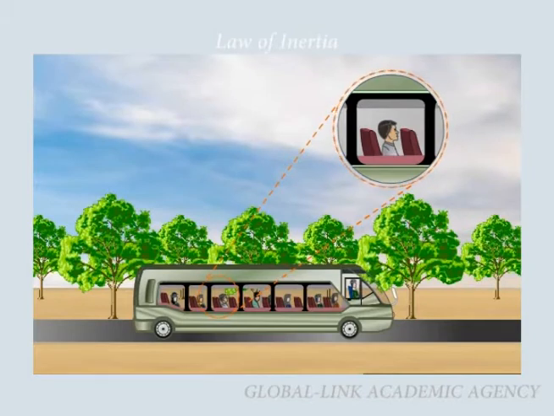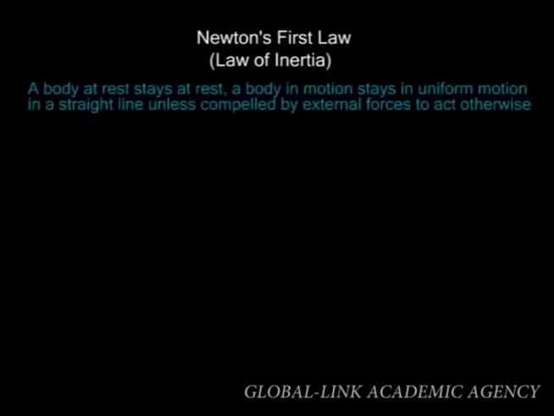Newton's first law of motion is also called the law of inertia and states that a body at rest stays at rest. A body in motion stays in uniform motion in a straight line unless compelled by external forces to act otherwise. It is quite obvious that stationary objects do not move on their own, but it's hard to think that a moving body will stay in motion forever.